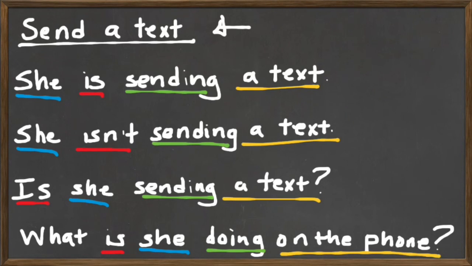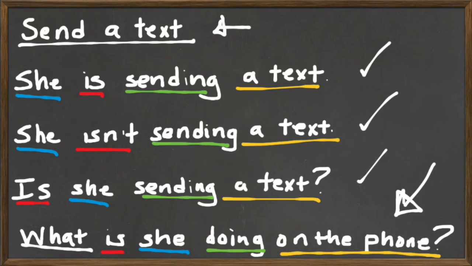Don't forget that if it's an information question, we need a question word in the beginning. So the result is: affirmative, she is sending a text. Negative, she isn't sending a text. Yes/no question, is she sending a text? Information question, what is she doing on the phone? I might have changed this one, made it different, just for it to make sense.